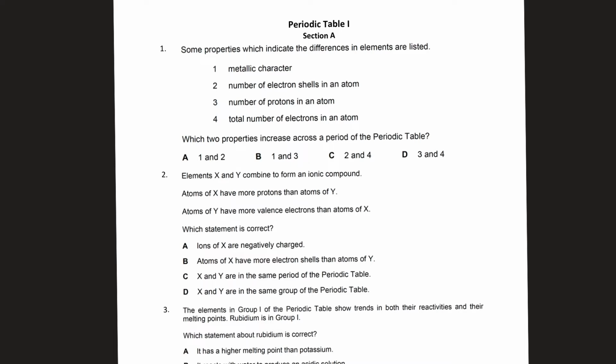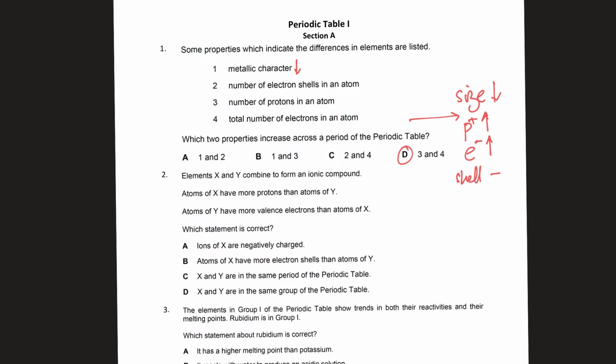So which two properties increase across a period? So you're going right on the periodic table, and when you go right, the size decreases, the proton number increases, and obviously the electron number also increases. But the number of shells, that remains the same. It doesn't change because in a period, the total number of shell is the same. Metallic character, in fact, decreases. So that gives me 3 and 4, which are going to increase across a period.